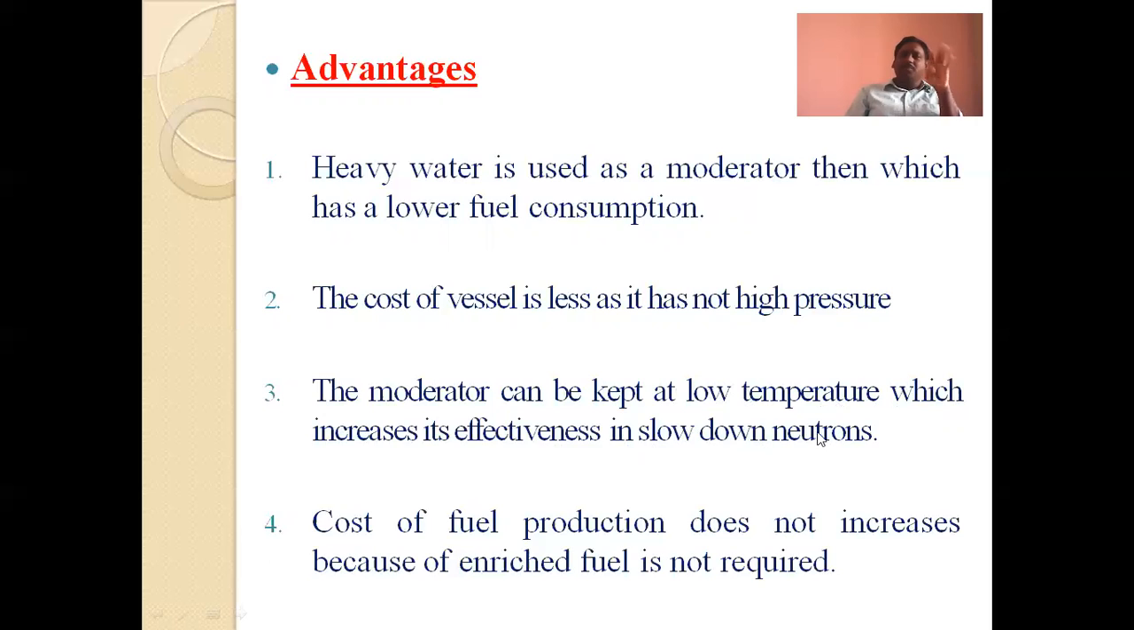If the moderator has high temperature, what happens? Already heat is produced from the nuclear fission. The moderator would also have high temperature. During its interaction with the neutrons, the temperature increases again. Then it is unable to slow down the neutrons. That's why the moderator is kept at low temperature. So these are the advantages.